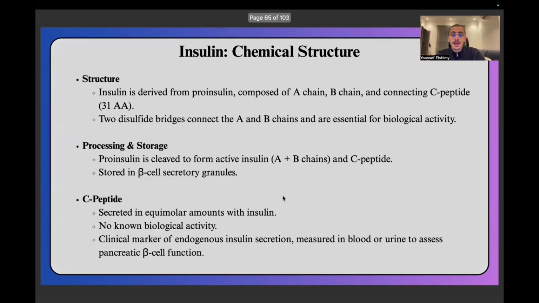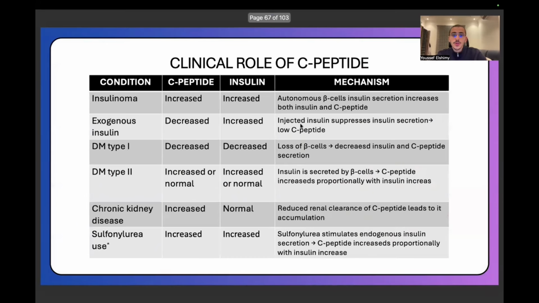C-peptide doesn't have a biological activity, but it is used clinically as a marker to look for endogenous insulin secretion, as well as to differentiate between different conditions in which insulin is high and C-peptide is low, and we're going to discuss this. And how is it measured? It is measured in blood or urine to assess the pancreatic beta cell function. So, what is the role of C-peptide? It helps differentiate different conditions that are happening in our body.